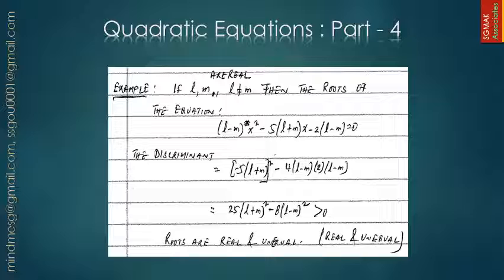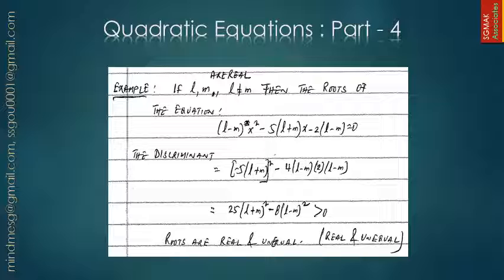If L and M are real and L, M are not equal, then the roots of the equation (L minus M)x squared minus 5(L plus M)x minus 2(L minus M) equals 0. We want to comment on the roots of this equation. So we just find the discriminant of this equation, which is b squared minus 4ac. Always map the quadratic equation as ax squared plus bx plus c. So in this case, a is L minus M, b is minus 5 times (L plus M), and c is minus 2 times (L minus M).